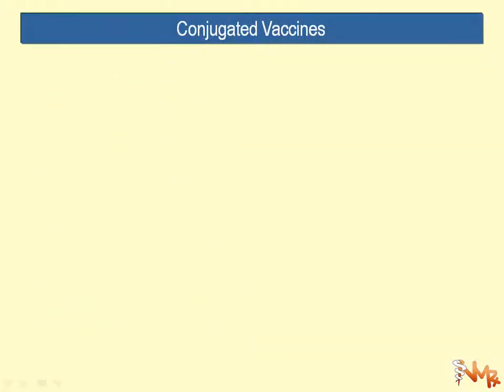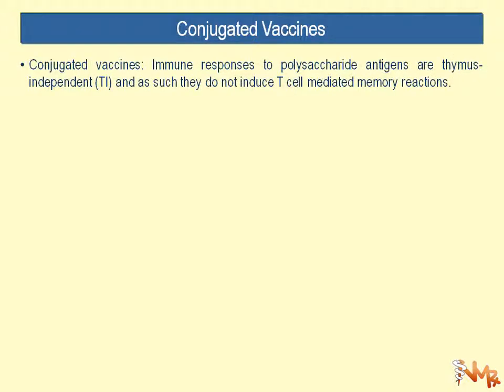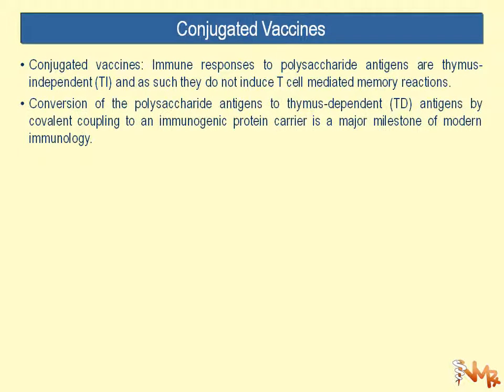It's a good time for us to talk about conjugated vaccines. Conjugated vaccines have been helpful in inducing immune responses to polysaccharide antigens that are thymus-independent antigens, and as such, they do not induce T-cell mediated memory reactions. Conversion of polysaccharide antigens to thymus-dependent antigens by covalent coupling to an immunogenic protein carrier is a major milestone of modern immunology.